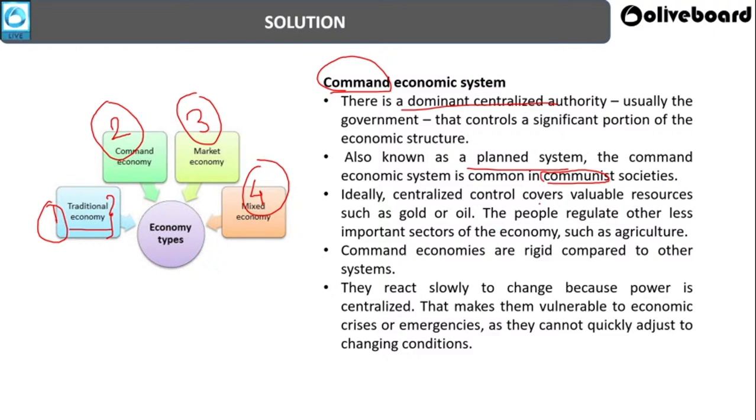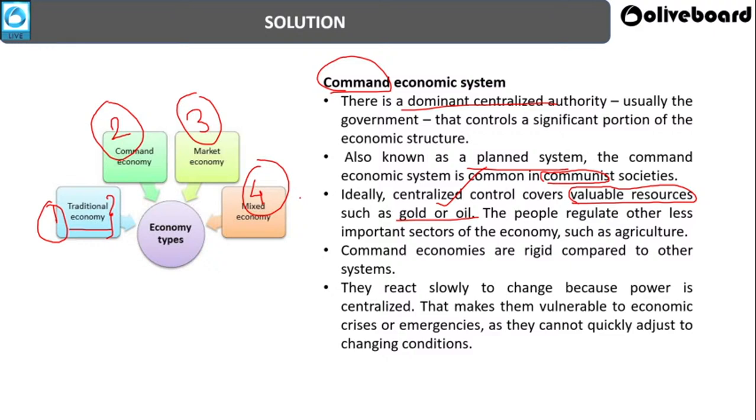And ideally, you see that centralized control covers valuable resources. Mainly, they go for this kind of centralized ecosystem because these countries will have a vast number of resources, and whenever they have these valuable resources, they will also try to give these resources to everyone. In such a scenario, control becomes important, and that is where the command economic system has its basis, right? Whenever we have valuable resources like gold or oil, there is a need for centralized control, and the people regulate other less important sectors of the economy, such as agriculture, right? Yes, in some parts, you can say Venezuela, the government holds a part of the oil resources, and in China, we have a command economy, right?